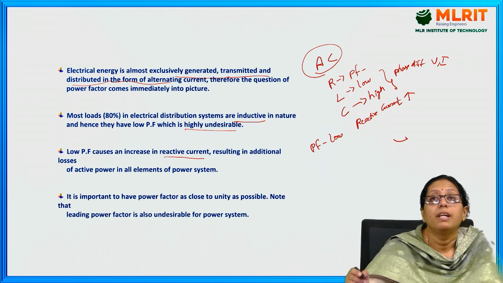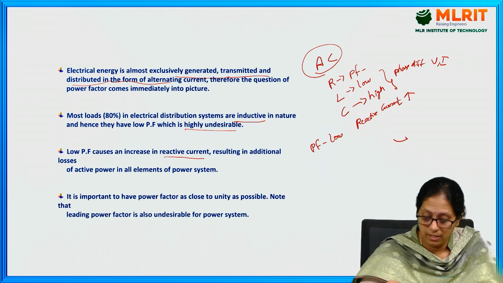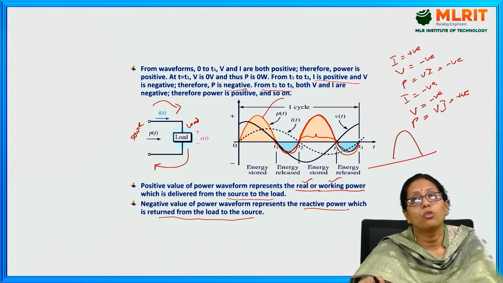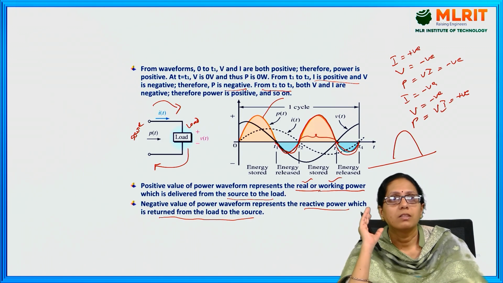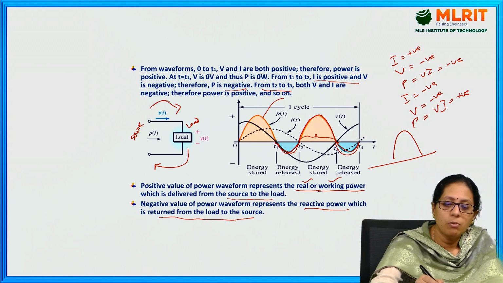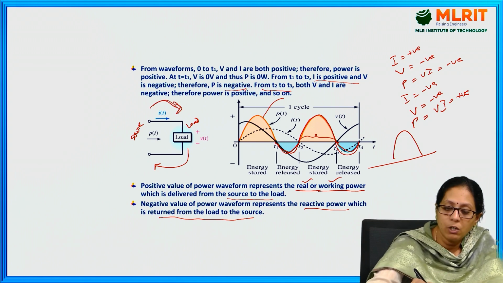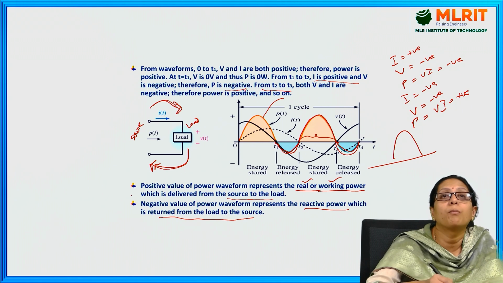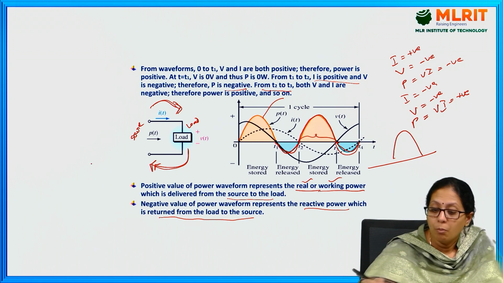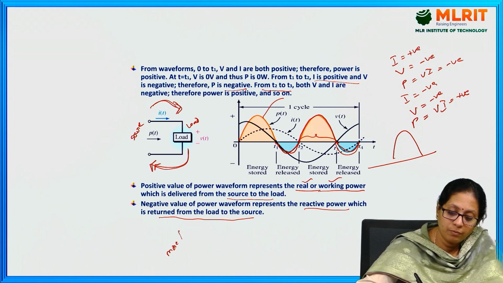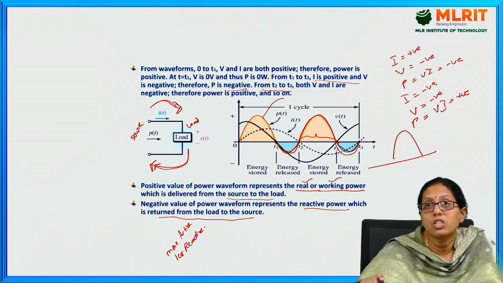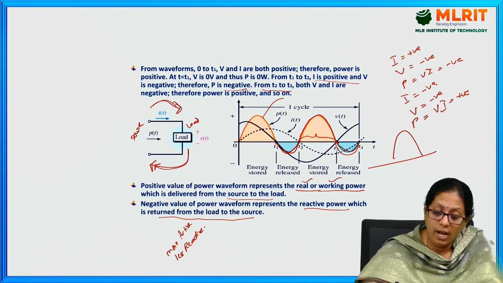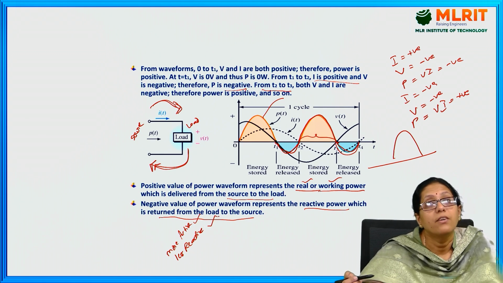Reactive current increases. When the reactive current increases, in this picture I have shown you, active means from source to the load, reactive means the power which is going back from load to the source. So, we need more active power, less reactive power. So, for good efficiency of a system, we need more active power and less reactive power.